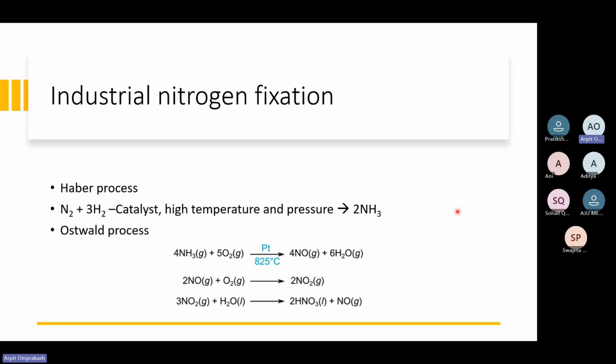What we are doing is adding nitrogen plus hydrogen in the presence of a catalyst at a very high temperature and pressure, which gets converted into ammonia. Then we have the Ostwald process, which converts this ammonia into nitrites and nitrates.